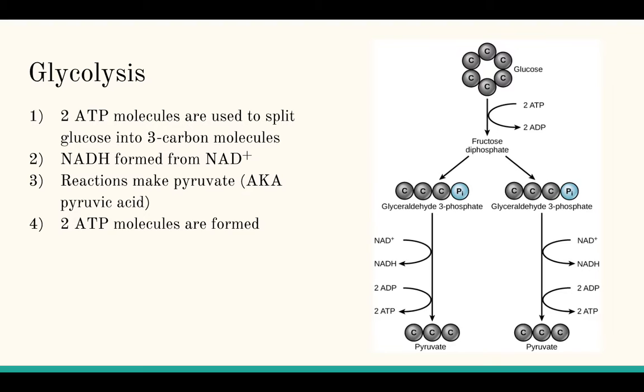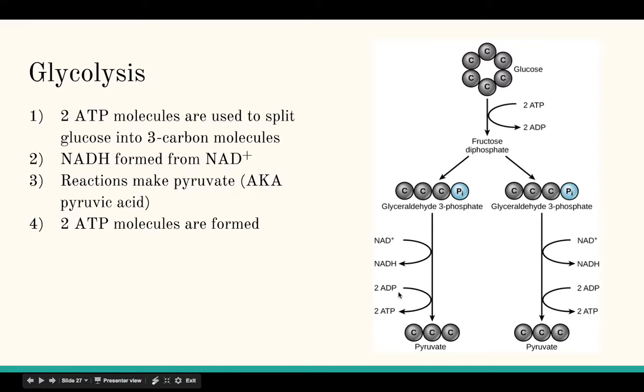In glycolysis, 2 ATP molecules are used to split a glucose, which is 6 carbons, C6, into 2 3-carbon molecules. So you can see in your picture here, you have 1, 2, 3, 4, 5, 6 glucose split into 2 3-carbon molecules. 1, 2, 3 carbons there. Started with 6, broke it into 2 3-carbons.